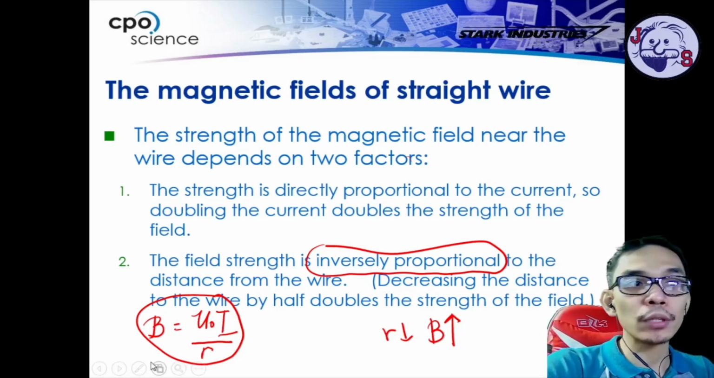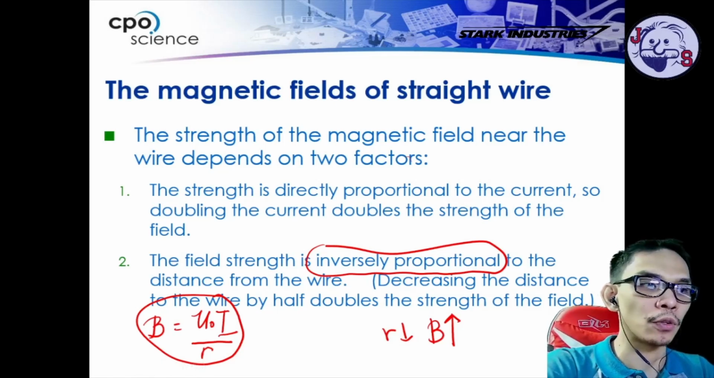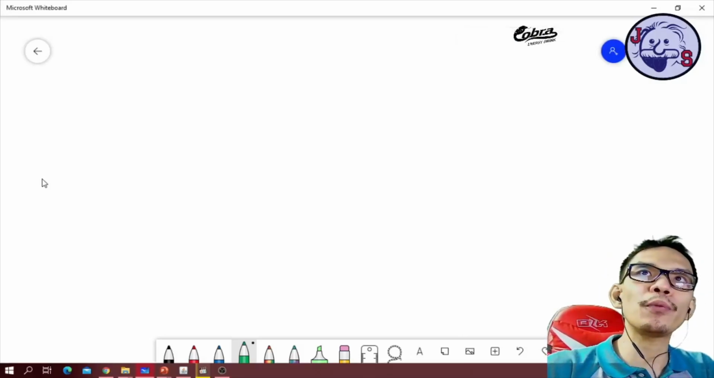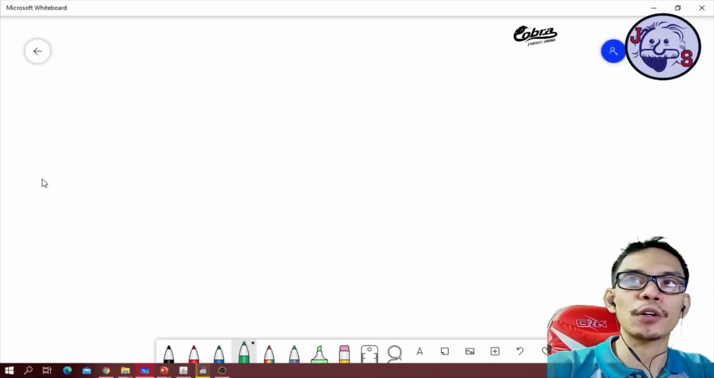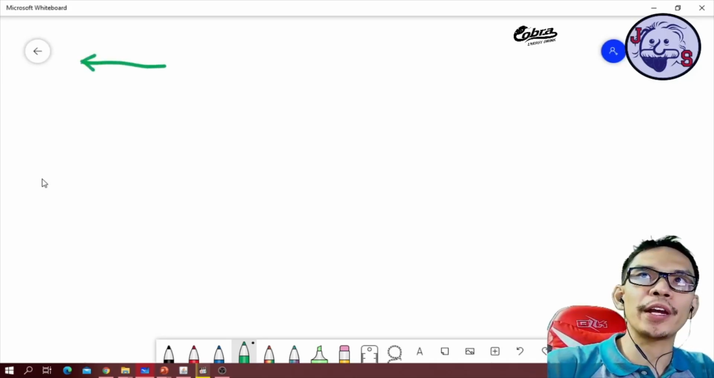So let's go back again to the right hand rule. Let's have more examples of the right hand rule. In the right hand rule, we will use certain directions. Suppose you have an arrow over here.